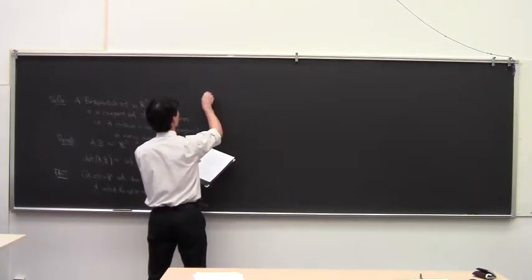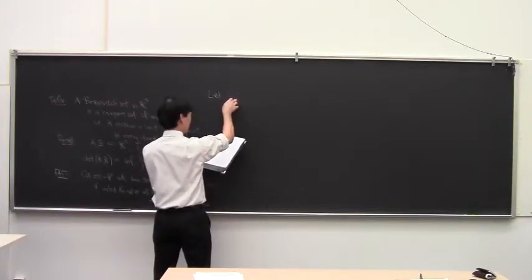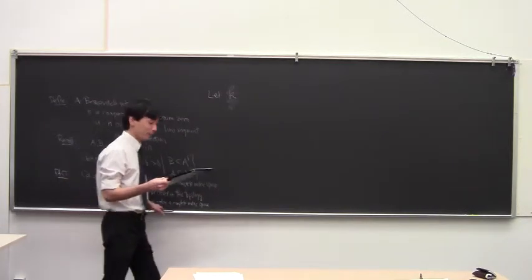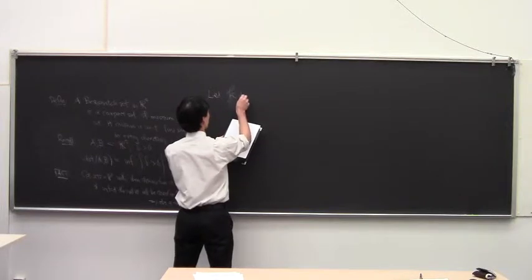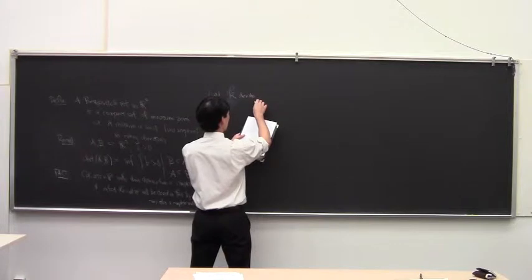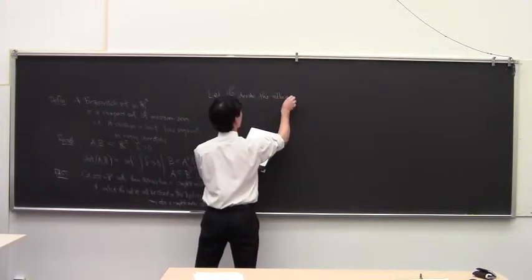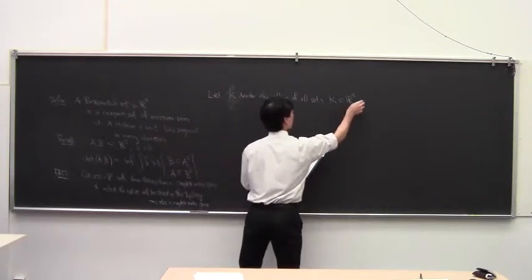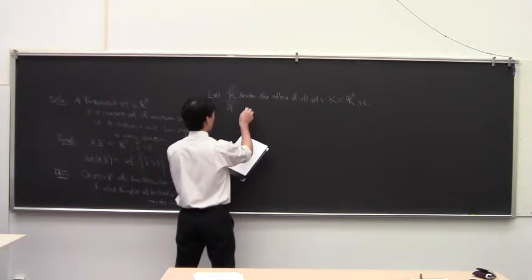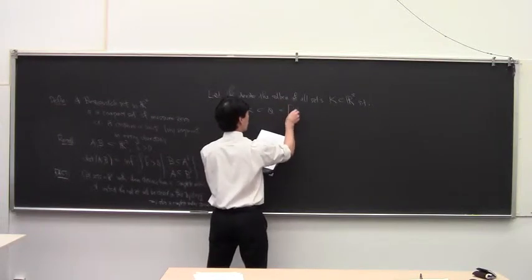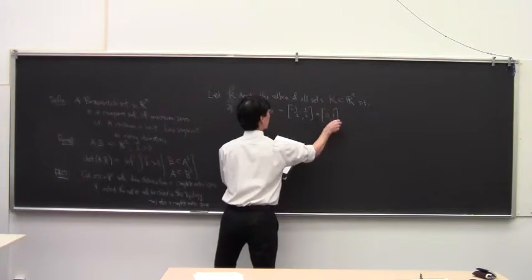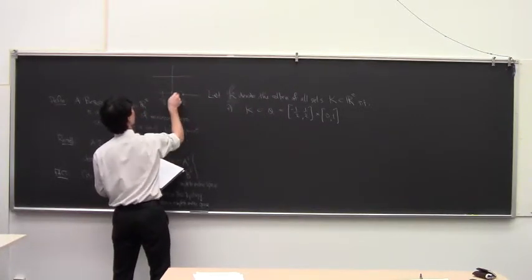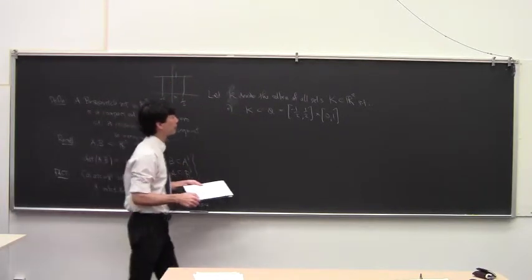Okay, so let the lowercase cursive K denote the collection of all sets K in R2 such that, 1, K is contained in Q, which is the unit cube, [-1/2, 1/2] × [0, 1]. So this is Q. Okay. And it's closed.